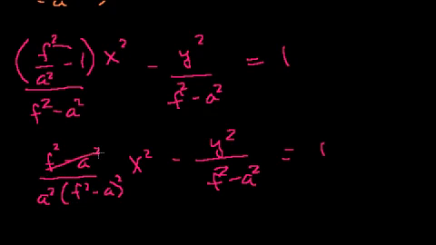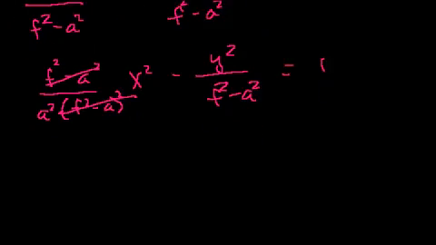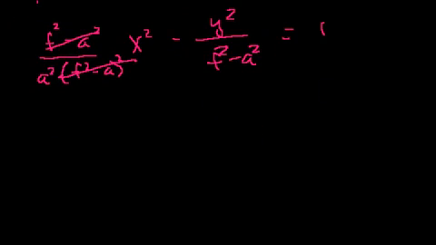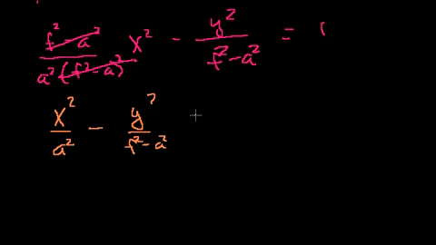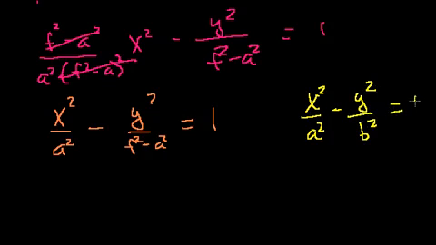This cancels with this, and we get something that's starting to look like the equation of a hyperbola. My energy is coming back. It seems like I see the light at the end of the tunnel. We get x squared over a squared minus y squared over f squared minus a squared is equal to 1. Now this looks a lot like our original equation of the hyperbola, which was x squared over a squared minus y squared over b squared is equal to 1.